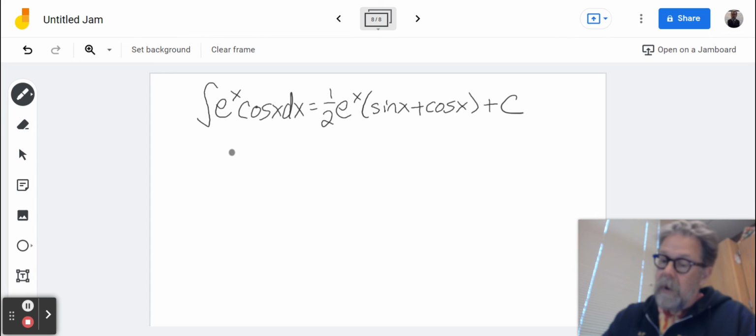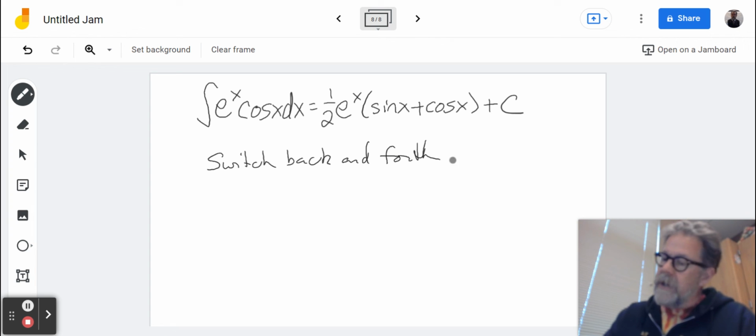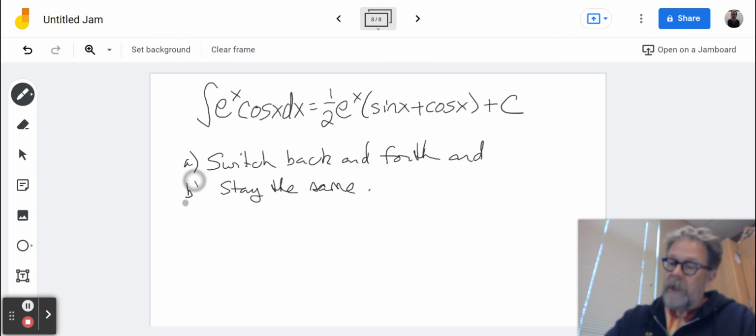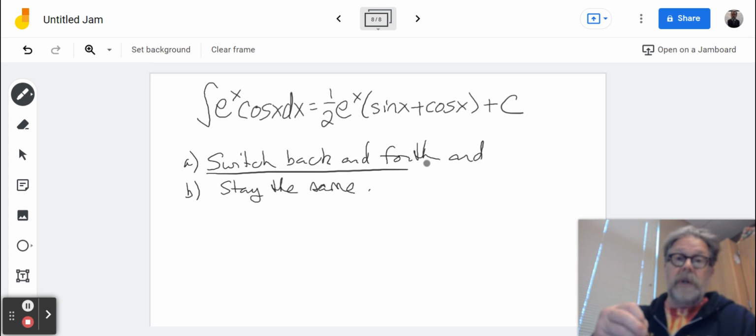So what am I looking for? I'm looking for things that switch back and forth, and things that stay the same. If I had u equal to some polynomial function that gets lower every time I take the derivative, I don't have to worry about it. But if I've got one thing that switches back and forth and one thing that stays the same, well, then eventually the switch back and forth will get me back where I started.